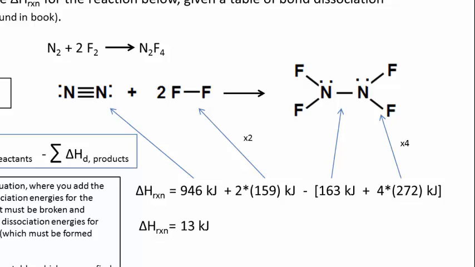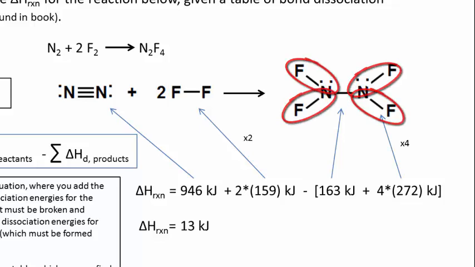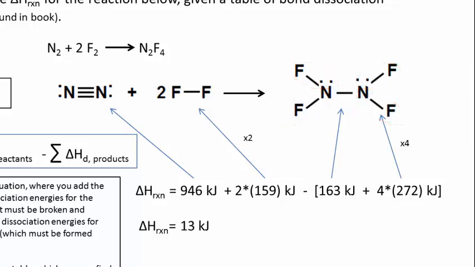So I have to add the bond dissociation energies for breaking the bonds in the reactants, and then I have to subtract, notice the minus sign in the parentheses, the bond dissociation energies for the bonds formed: a nitrogen-nitrogen single bond, that's 163 kilojoules, and 4 times the bond dissociation energy for a nitrogen-fluorine bond. 4 because there are 4 nitrogen-fluorine bonds in this molecule. Now again, all these numbers will be in a table that you can find in the book.